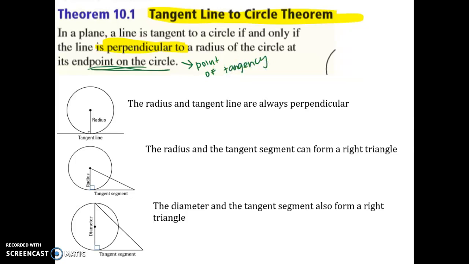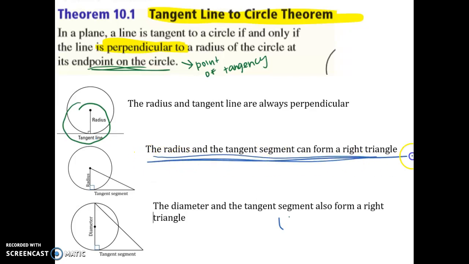Now, that can look different depending on what you have in your picture. So this is basically saying that the radius and the tangent line are always going to be perpendicular. There will always be one radius that is perpendicular to a tangent line, and it makes a right angle.